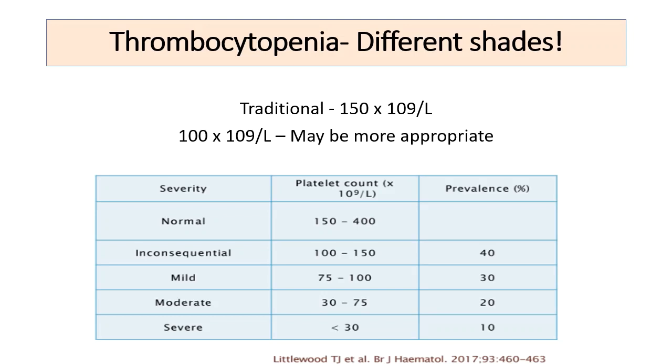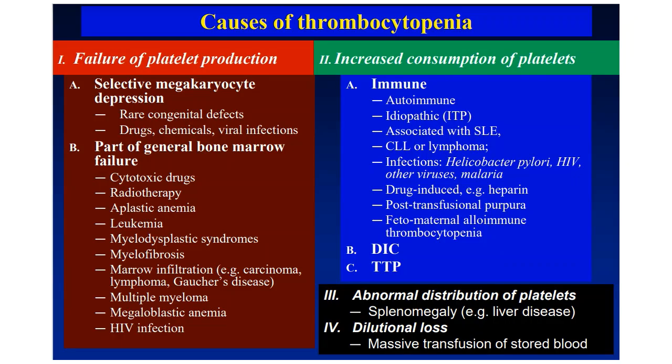Further classifying thrombocytopenia into mild, moderate and severe, a platelet count between 75,000 to 1 lakh is mild thrombocytopenia, between 30 and 75,000 is moderate thrombocytopenia, and anything less than 30,000 is severe thrombocytopenia. The causes of thrombocytopenia can be divided into failure of platelet production, increased consumption, abnormal distribution of platelets, and dilutional loss, like how that would be seen in a massive blood transfusion.